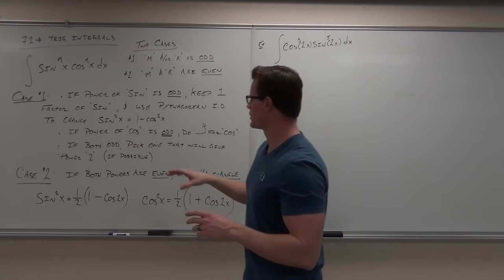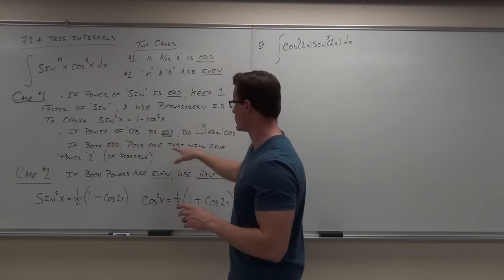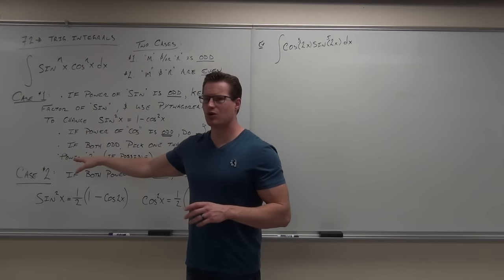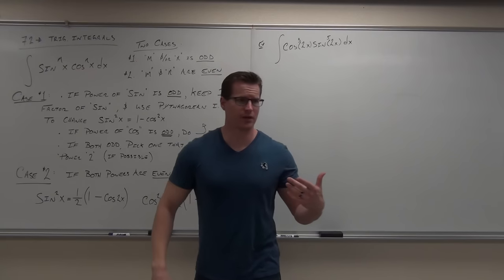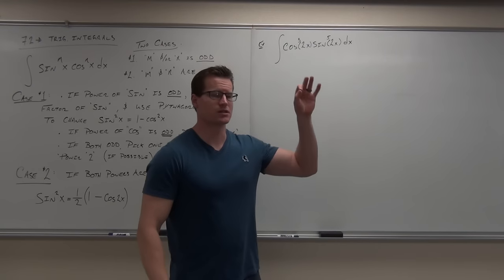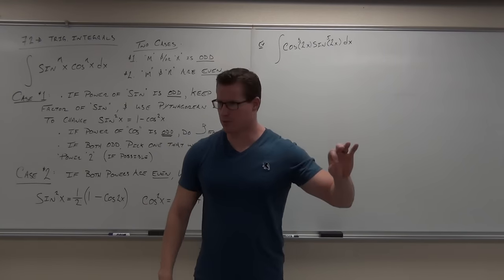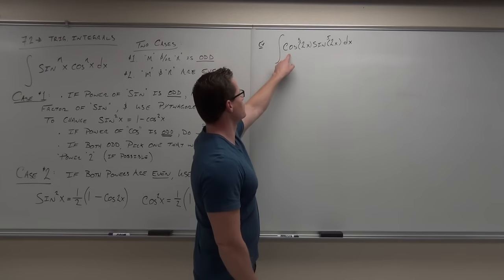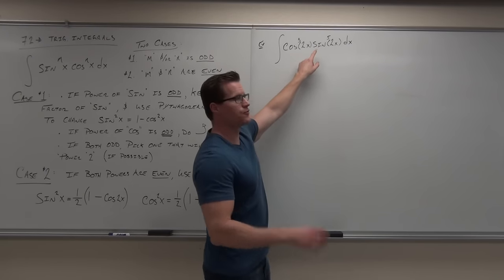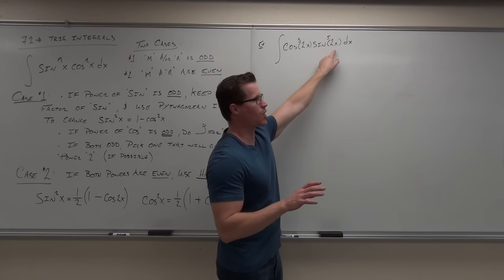So what we're going to do is we're going to look down here. If both are odd, pick one that will give a power two. So what I like to think of it, pick the smaller one. That's going to be a little easier to deal with because you can substitute out with the other one. So, okay, we got cosine to the third. We got sine to the fifth. Fortunately for us, they have the same argument.